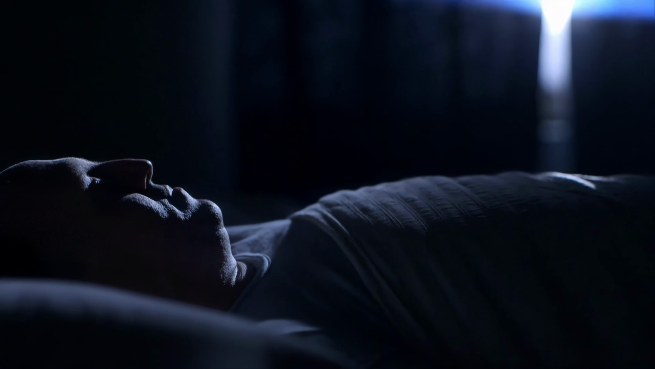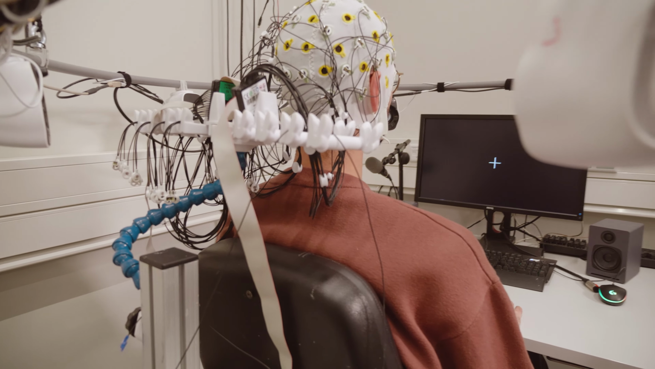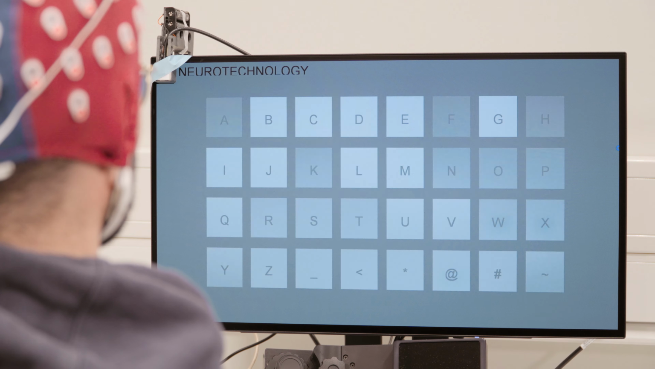Imagine yourself being paralyzed. You cannot move anymore, you cannot talk anymore. We developed a new technology here that actually allows you to communicate again simply by using your brain directly.